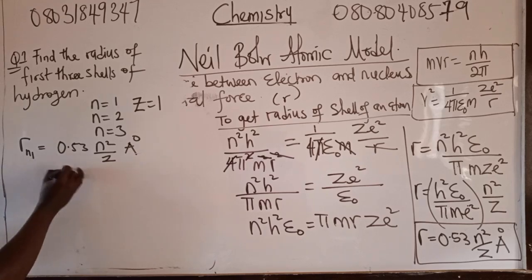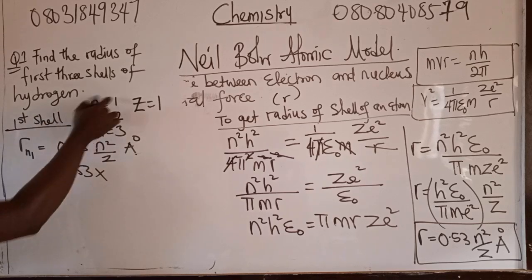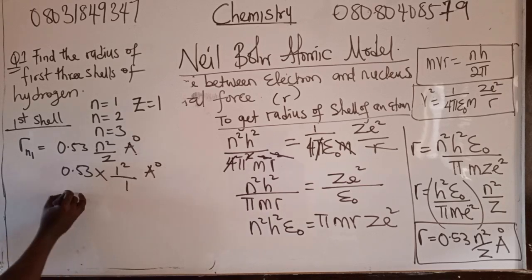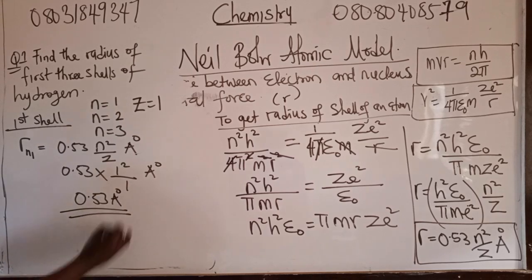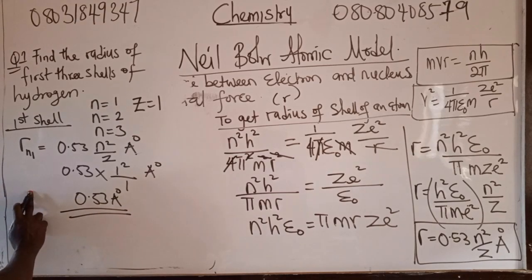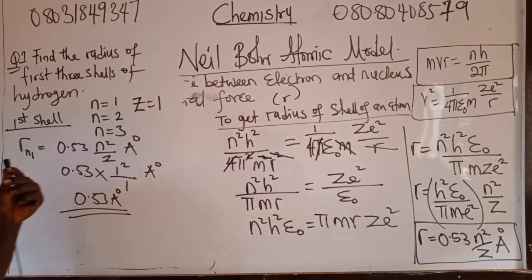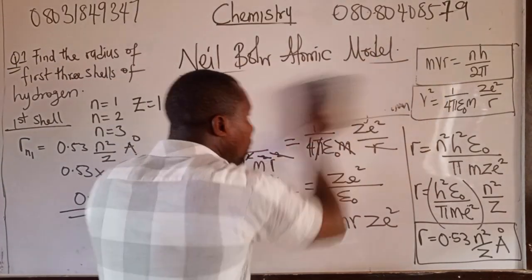When n equals 1, for the first shell, we have 0.53 times 1 squared all over atomic number 1, Angstrom. Therefore, you have 0.53, since 1 squared is 1 divided by 1. That is the first shell of hydrogen. The radius of the first shell of hydrogen is 0.53 Angstrom.